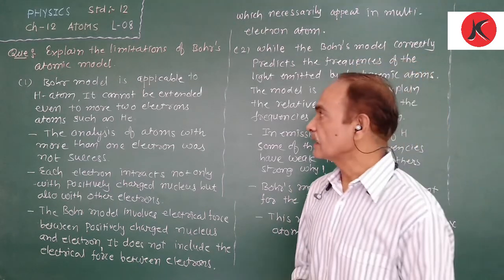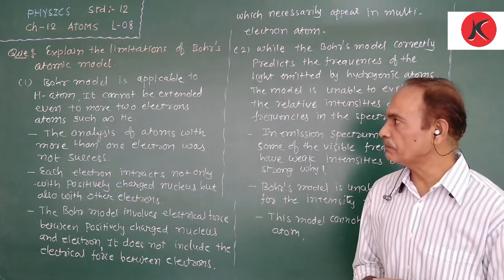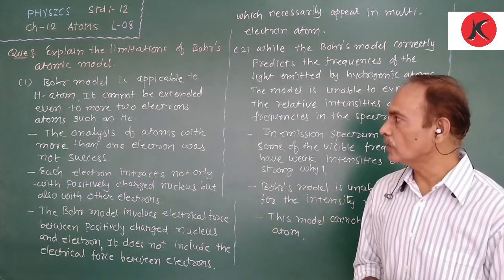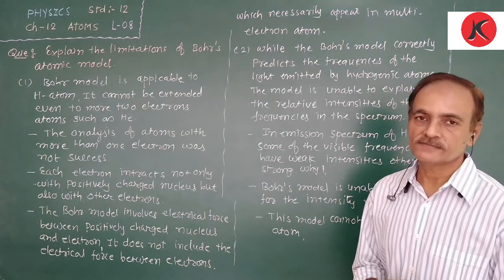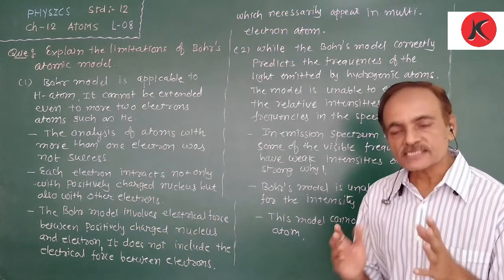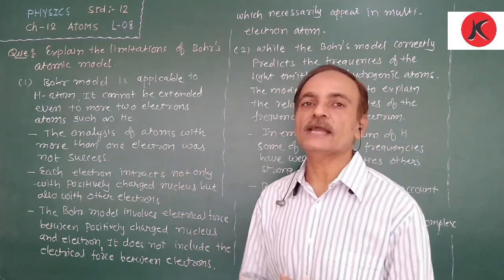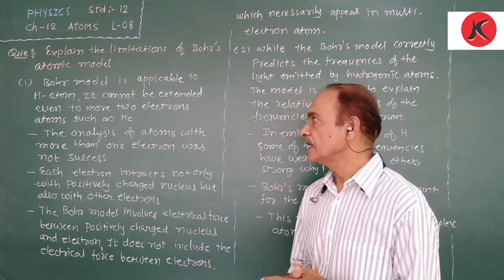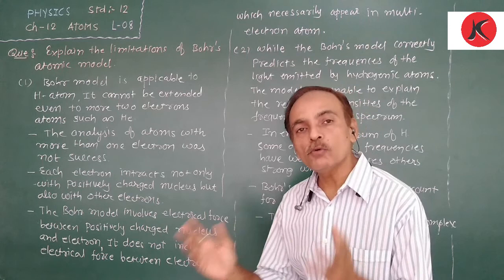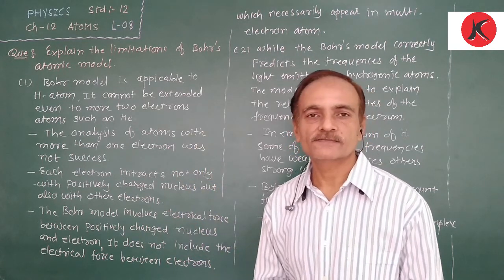One is that the Bohr model is applicable to the hydrogen atom only. It cannot be extended even to atoms with more than one electron, such as helium. The first limitation is that Bohr's atomic model is only applicable to the hydrogen atom.